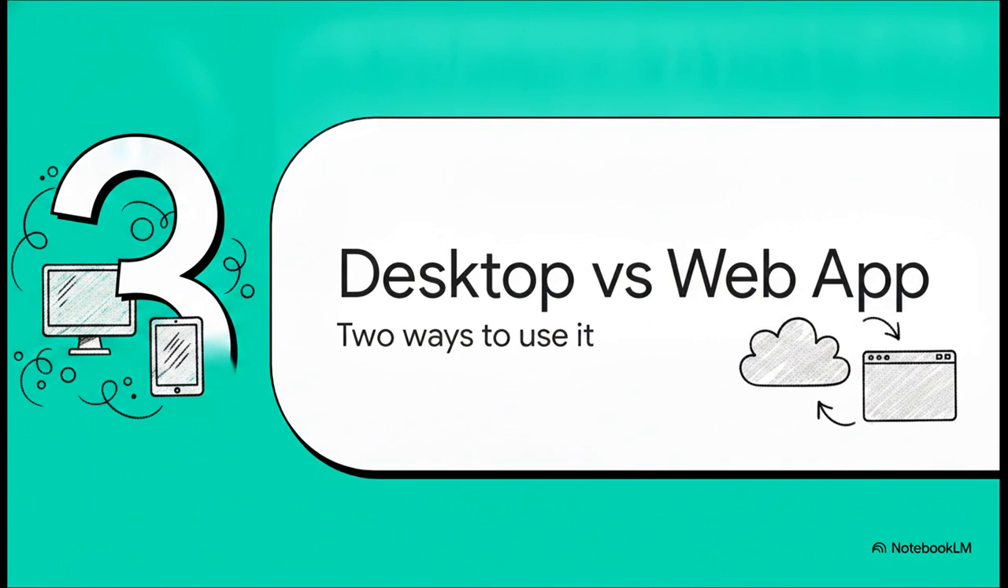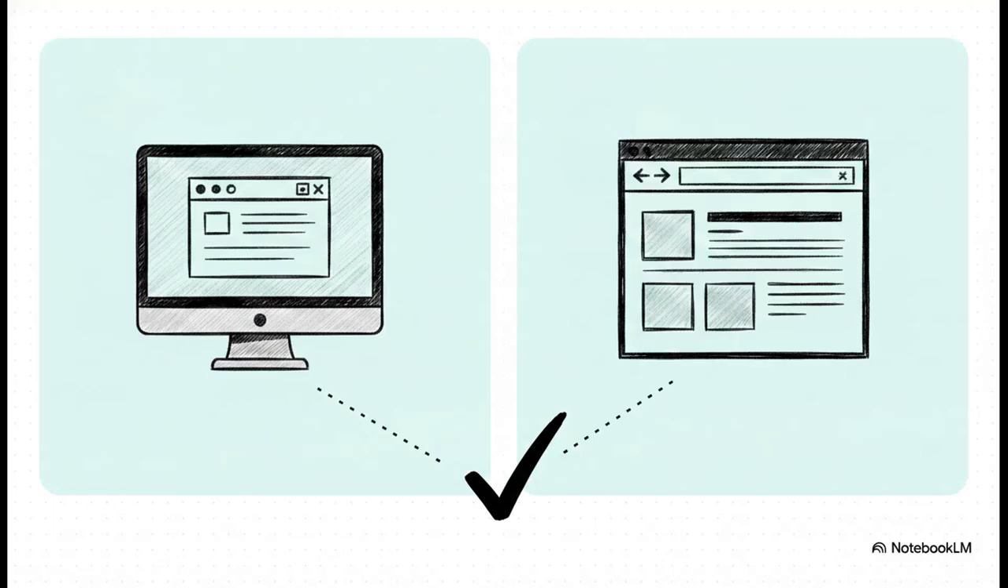Which brings us to section 3, desktop app or web app. 2 ways to use it. Now, what's really interesting here is that the developer gives you 2 distinct, fully featured ways to use the tool, and both run entirely on your own machine. First, there's a native Windows desktop app built with Tkinter. This is highly recommended for Windows users because it's a super seamless, standalone experience.